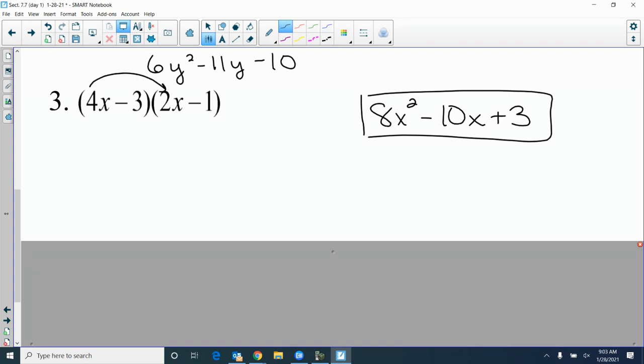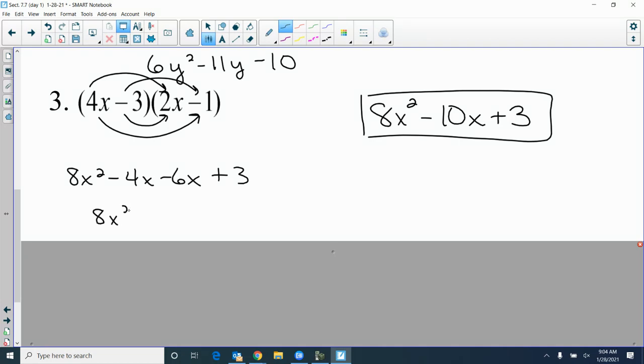4x times 2x is 8x squared. 4x times -1 is minus 4x. -3 times 2x is minus 6x. Negative times a negative is a +3. These two middle terms give me minus 10x in the middle.